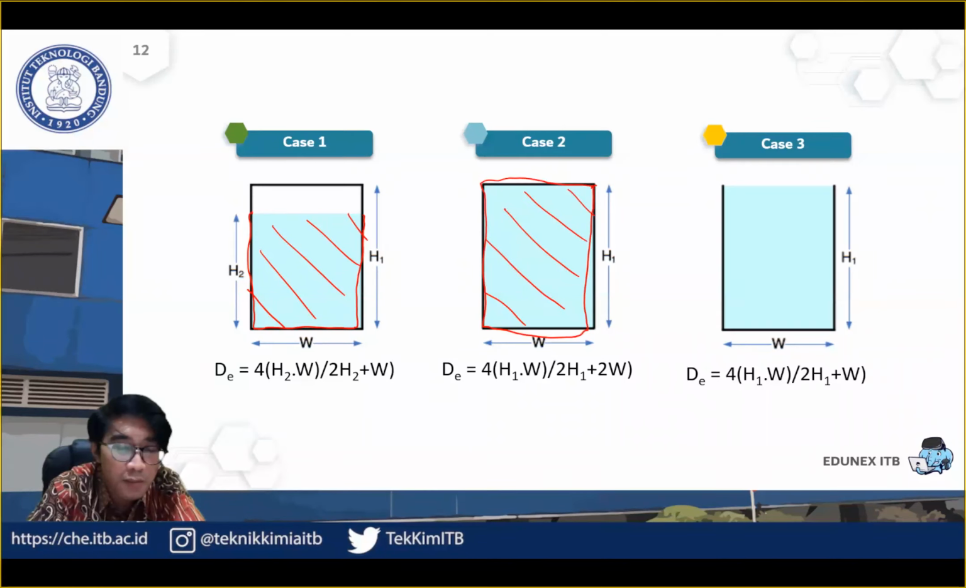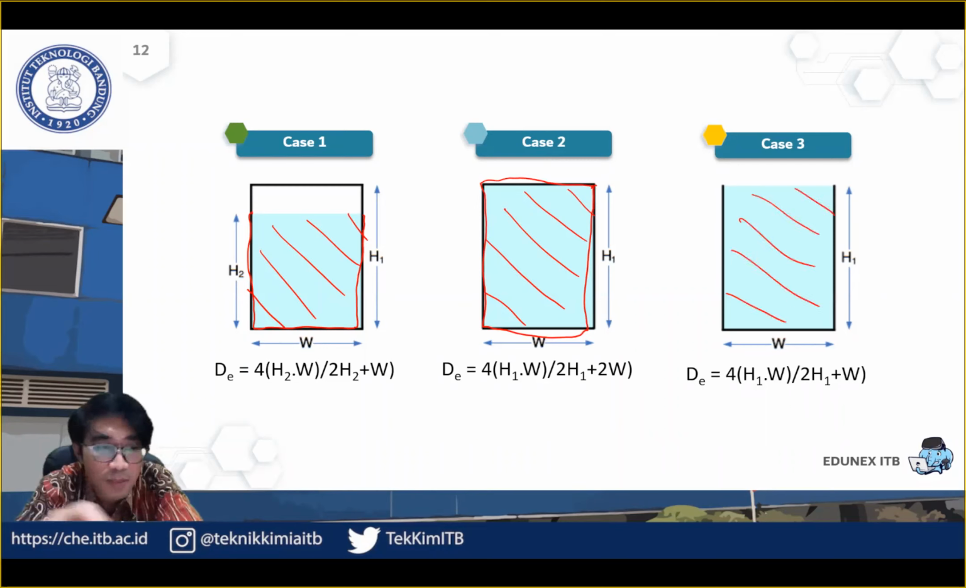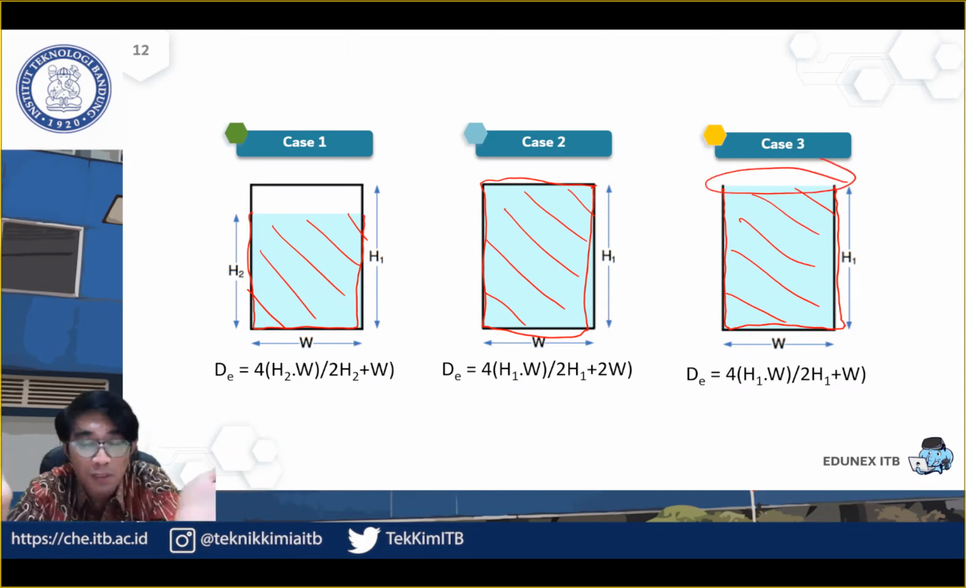For the third case, the area is this one. Yeah, same as case number 2. However, the weighted perimeter is only this one. You do not calculate this length because the pipe is not closed from the top part. Ya, jadi untuk kasus ketiga, luas areanya sama dengan kasus 2. Tapi weighted perimeter-nya hanya sisi-sisi samping dan bawah.